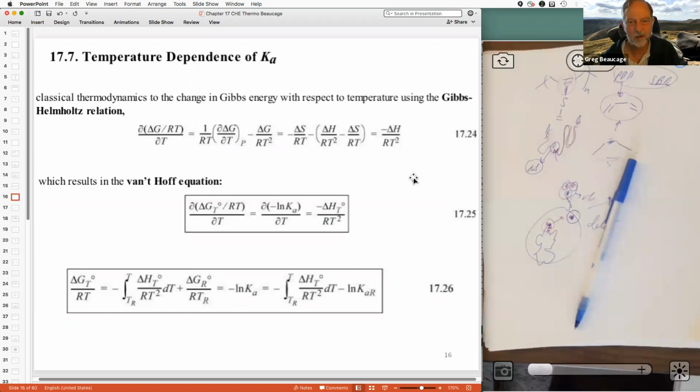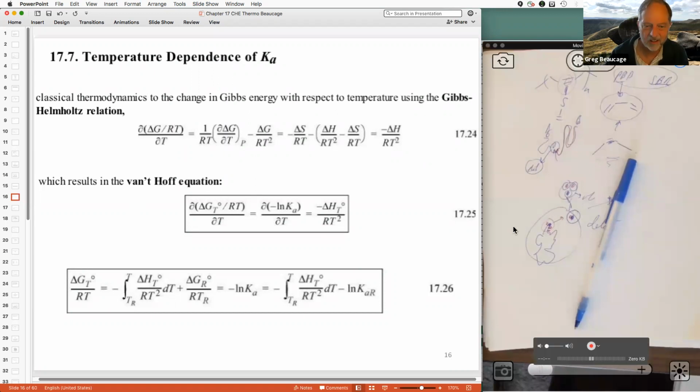Anyway, it's a common function that we just have. It's basically it relates delta G to delta H. When you plug this through, you're trying to solve for Ka, which is going to be exponential of delta G.